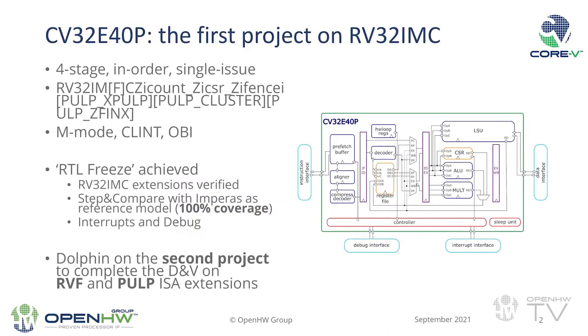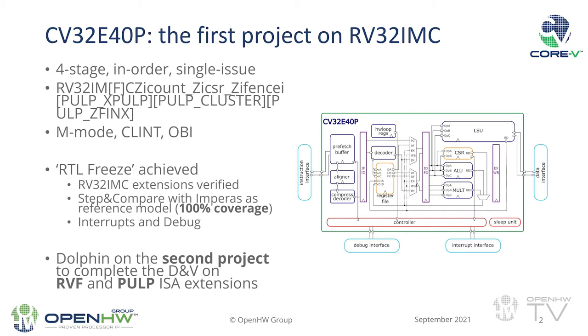So the first core I'm going to talk about is the CV32E4TP. It is actually the first project of the OpenHW Group, and it started from the RISC-V core donated by ETH Zurich. It's a four-stage in-order single-issue core, and it implements the baseline IMC extensions from RISC-V, plus optionally the floating point and other ISA extensions such as the PULP ones developed at ETH, that make the core energy efficient on edge computing applications. And those extensions include DSP, hardware loop, bit manipulation, custom extensions.